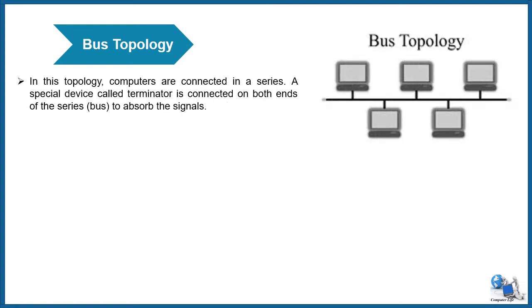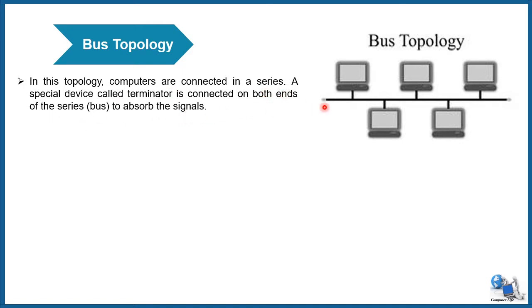Just now we have studied a short brief of the topologies. Now we will discuss all the topologies in detail. The first one is bus topology. The hierarchy is as. In this topology, computers are connected in a series. A special device called terminator is connected on both ends of the series to absorb the signals.